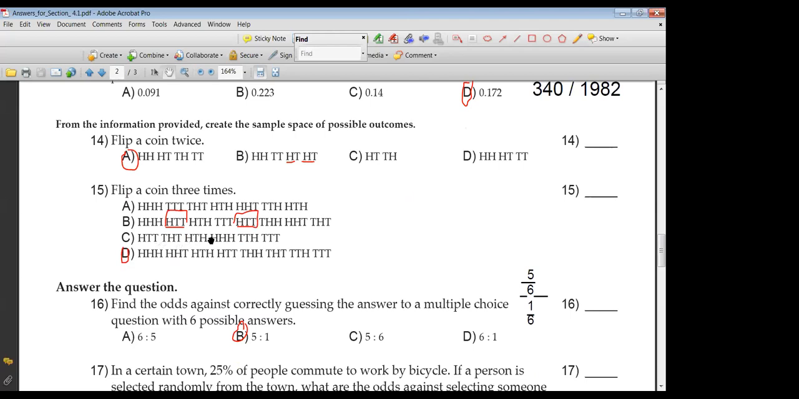Letter C only has 6 outcomes, so it can't be C. Letter A only has 2, 4, 6, it only has 7. So right off the top, I knew going in, 2 times 2 times 2, because I'm flipping a coin 3 times, my sample space consists of 8 different outcomes. So I know it was either going to be a letter B or letter D. Why wasn't it B? Well, I need my glasses here because B had heads, tails, tails twice. So correct answer is letter D.